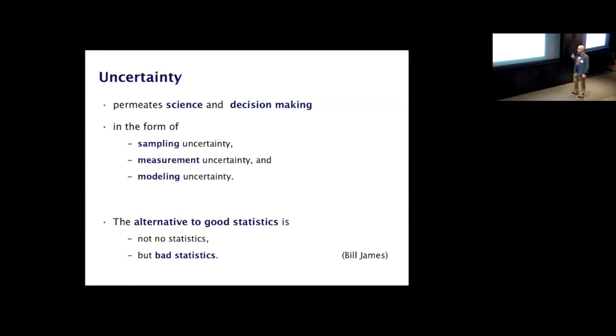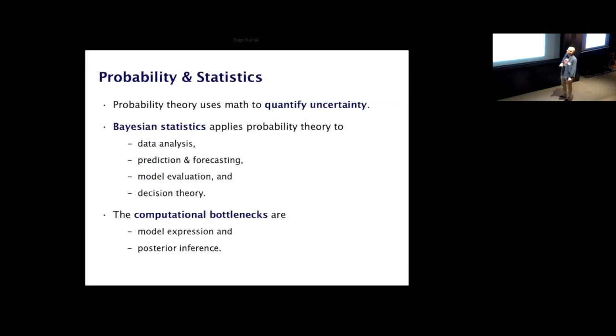And I like this quote from Bill James, which says the alternative to good statistics isn't no statistics, it's bad statistics. You may not think you're doing statistics if you're counting numbers and things like that. Ironically, Bill James wasn't actually a statistician and did really crazy stuff, so it's weird that he's the one who said this. He was a baseball, and still is, baseball stats guy.